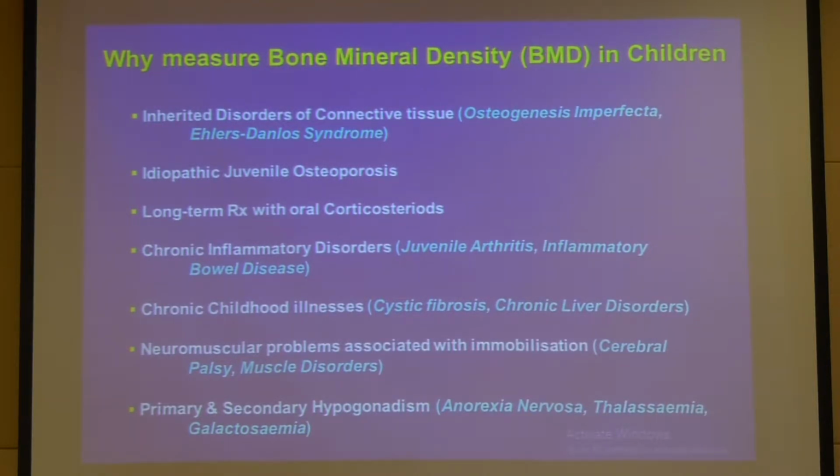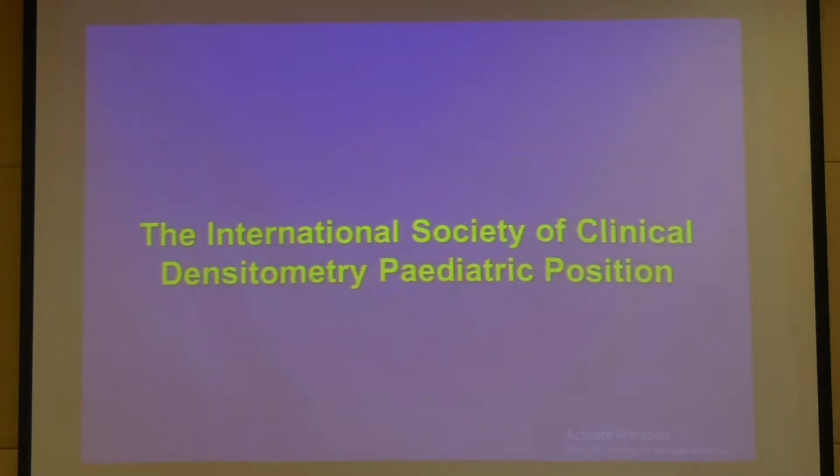Chronic inflammatory disorders all cause reduced bone formation and increased bone resorption. And then there are other chronic illnesses like cystic fibrosis. Neuromuscular problems affect the whole geometry of the bone and cause bones to be very narrow and slender, causing them to break. And then there is primary and secondary hypogonadism. And you may have some or a combination of these factors which affect children. And so it's important that we assess their bone health.